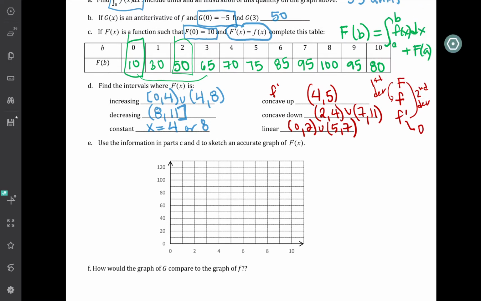So we know that big F goes through 0, 10, 130, 250, 365, 470, 575, 685, 795, 100, and then back down to 95, and then back down to 80.